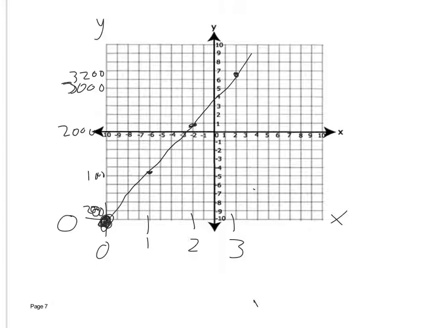Any questions? So everybody understands how to read the words and make an equation, make the equation into a table, and make the table into a graph. Everybody got it? All right, here's your assignment.